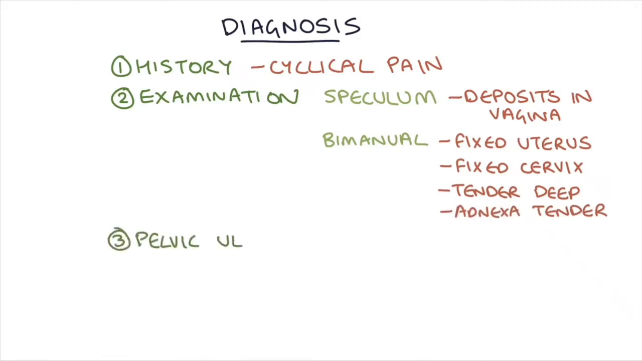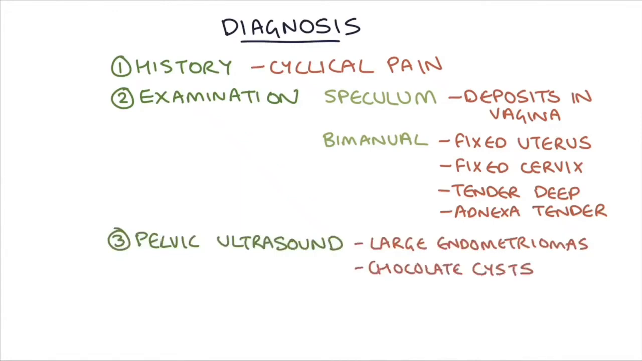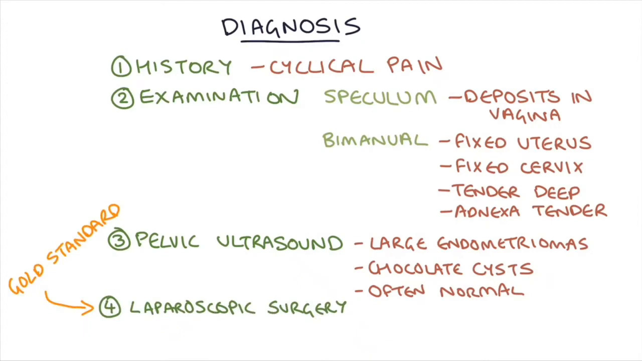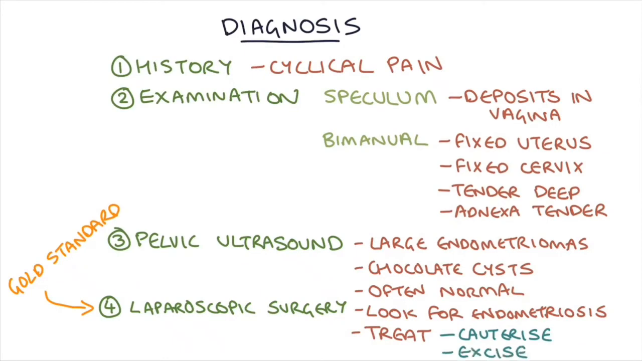You can use a pelvic ultrasound, which would reveal any large endometriomas or chocolate cysts in the ovaries, but often pelvic ultrasounds are unhelpful in that they're normal in people who have significant endometriosis. The gold standard way to diagnose endometriosis is using laparoscopic surgery, so using keyhole surgery to have a look inside the abdomen and try to spot any areas where endometrial tissue is placed outside of the uterus. And the useful thing about doing this surgery is that if you find endometrial tissue, it's possible to actually put some treatments in place, such as cauterizing that tissue or actually excising it out.